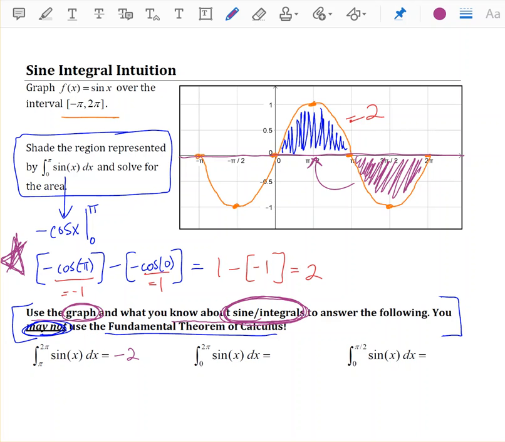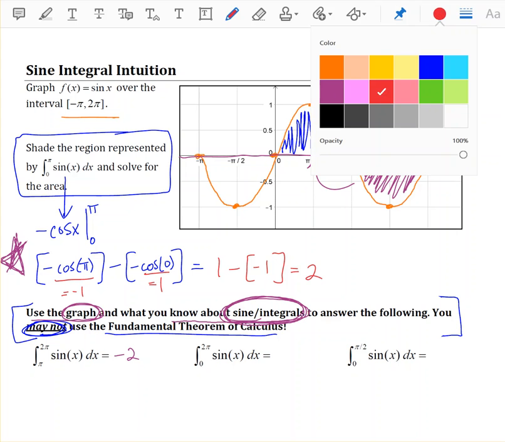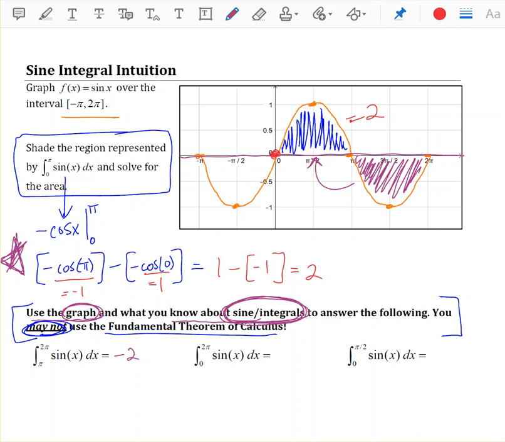I will do one more. Here we're being asked to find the area from 0 to 2 pi. Well, that means starting here and stopping here at 2 pi. So that means we want to do these two areas put together. Well, this area is 2, this area is negative 2. So if we put these two areas together, we get 0. So that definite integral is equal to 0.